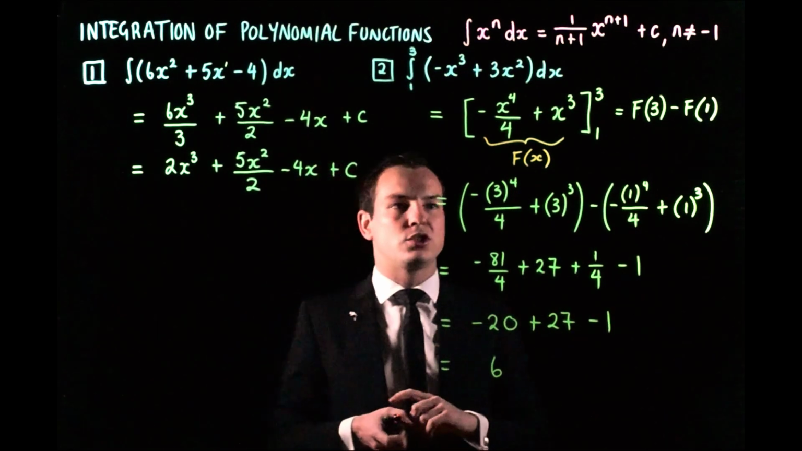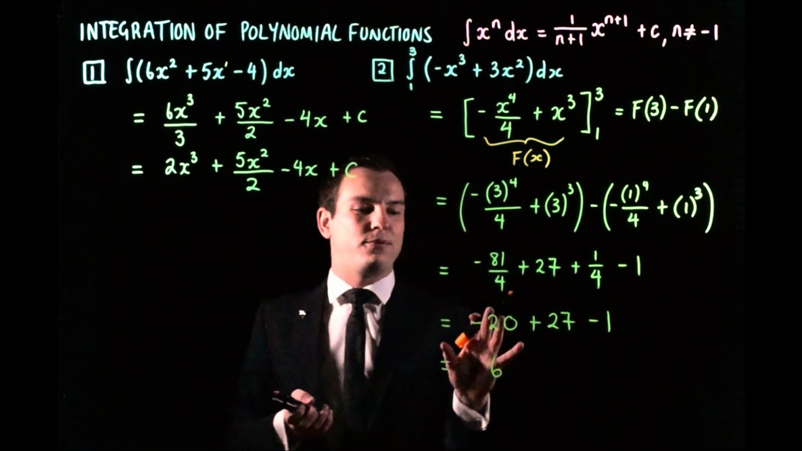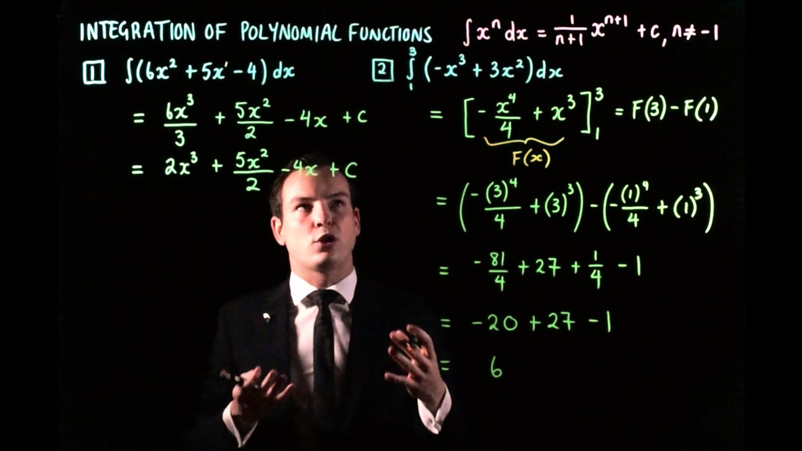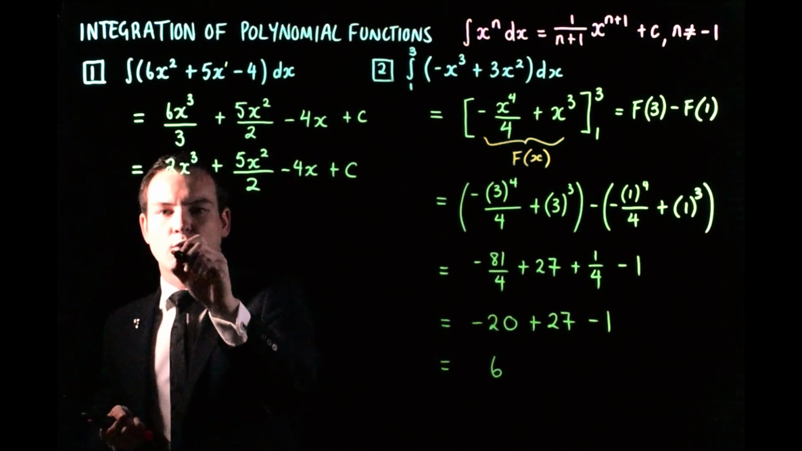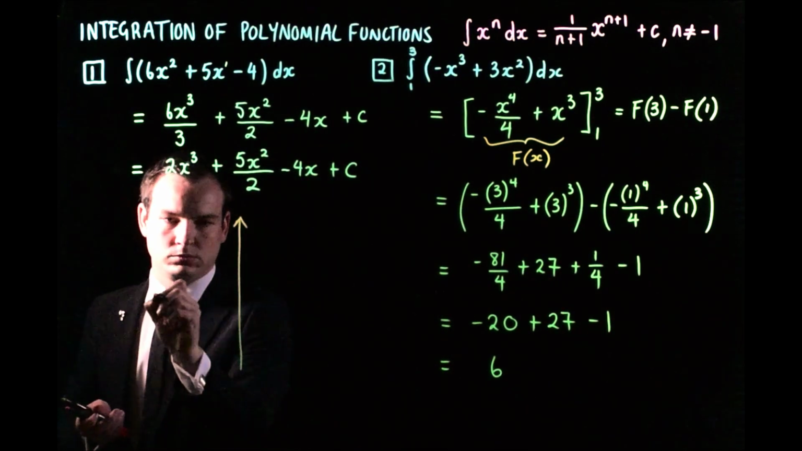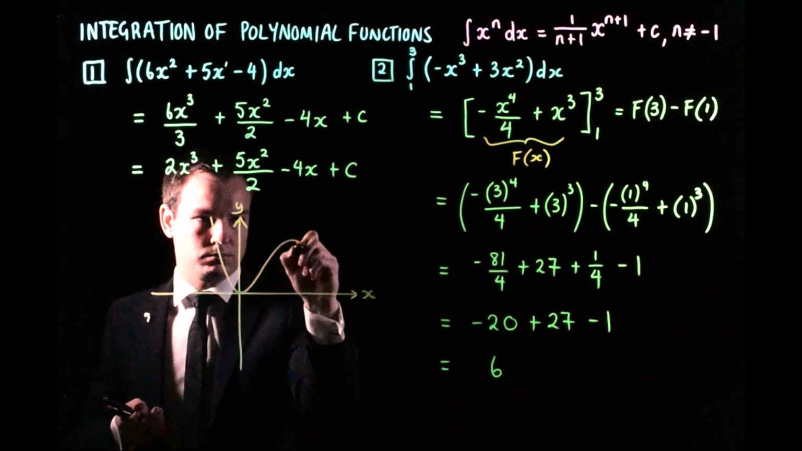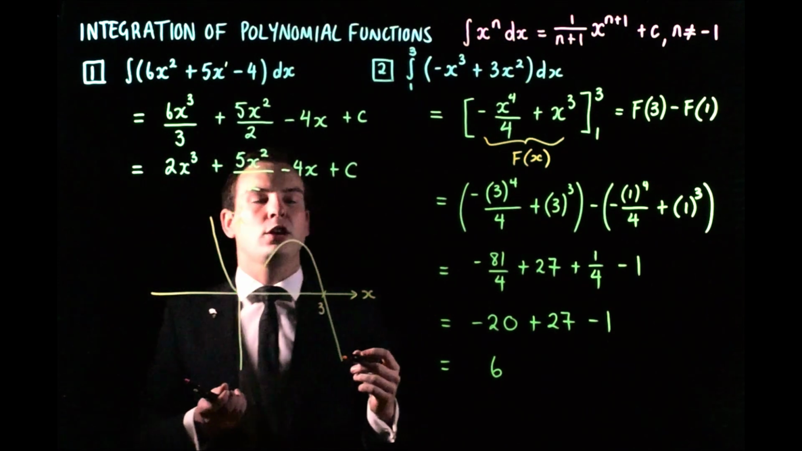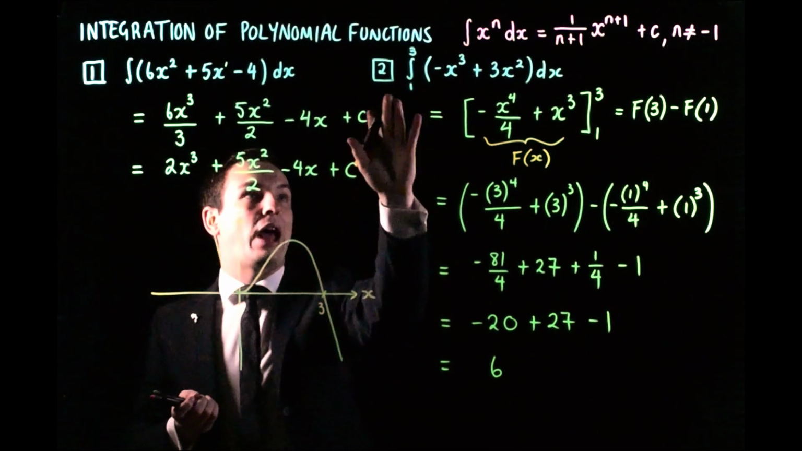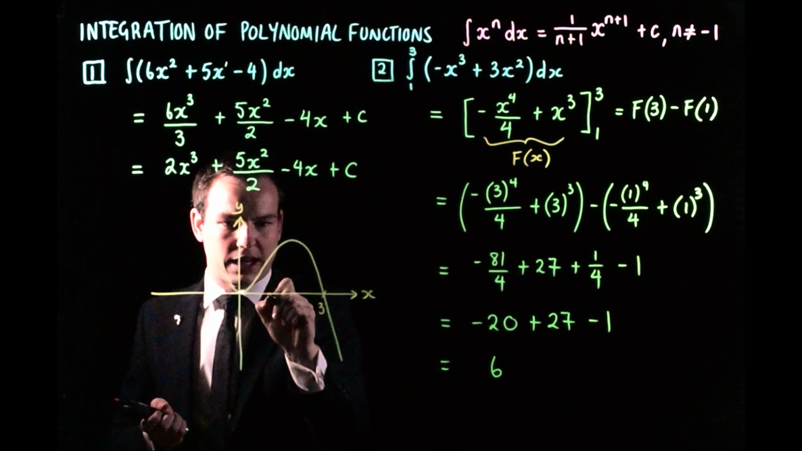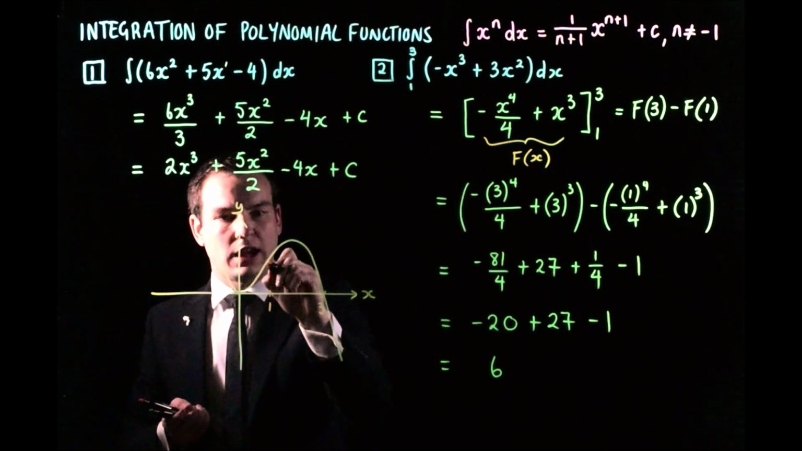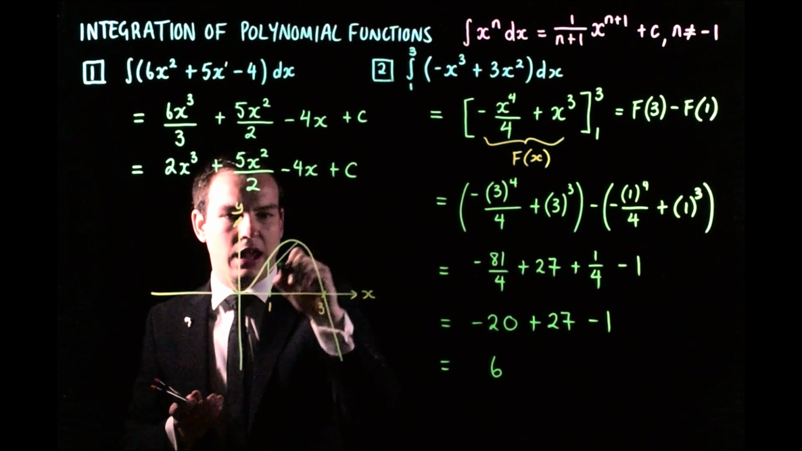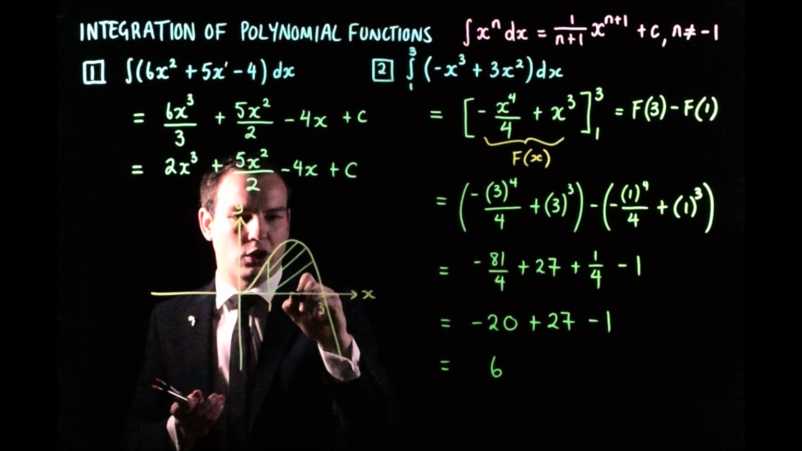And now if we wanted to, we could represent that value graphically. So there's a relationship between a definite integral and the graph of a function. So if I quickly graph this, we've got a graph of it. And if we go between 1 and 3 for our definite integral, what we actually calculate is the area under the curve.